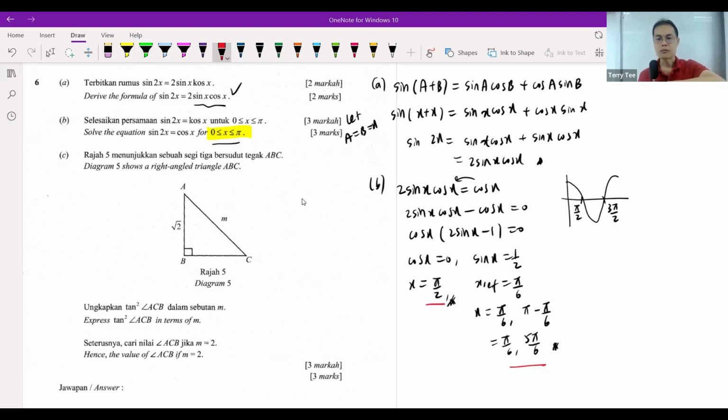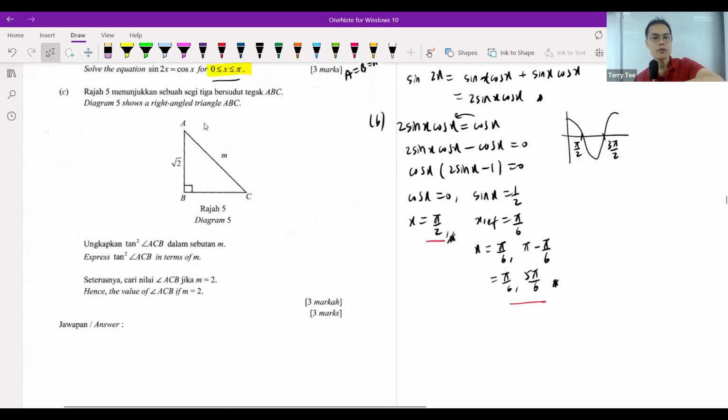Okay, now, next, part C. The diagram shows a right angle triangle ABC. You're supposed to express tangent square ACB, ACB is this angle here, in terms of m. First of all, if you want to find tangent, we need to find out the relationship between the sides. We need to find the length of BC.